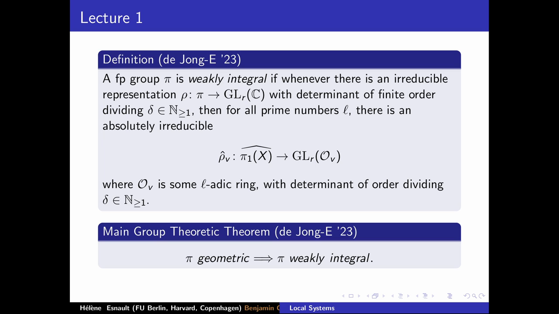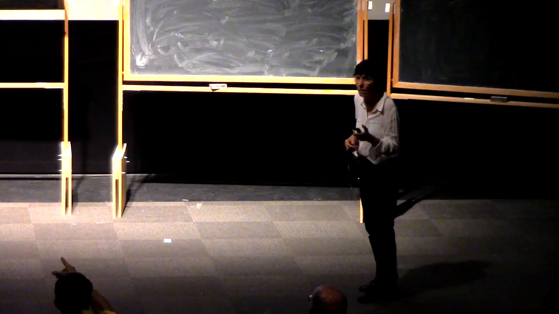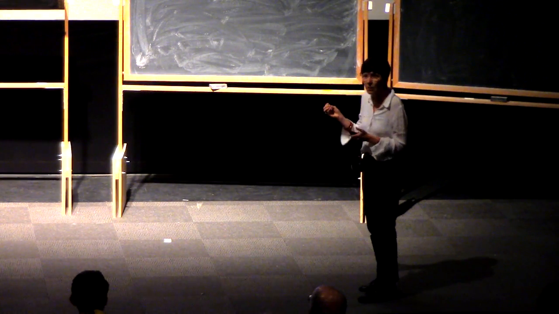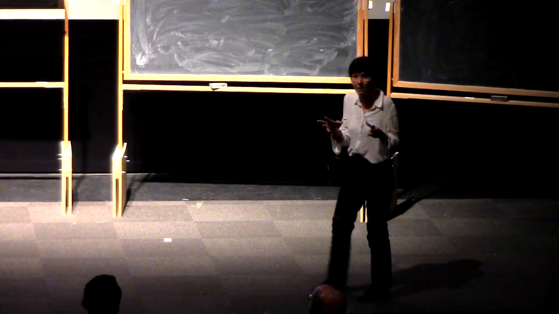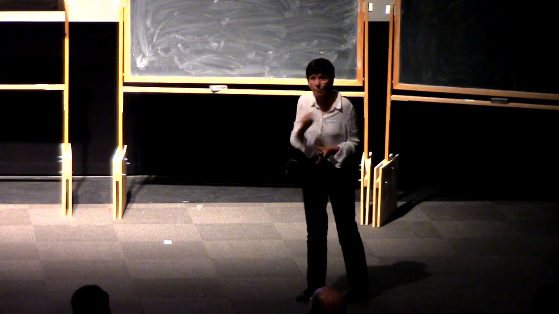And the main theorem for today is the following one, and it uses really extremely deep tools. I'm going to mention them immediately, but let me formulate it. If pi is geometric, in the sense we introduced earlier, that means it is the fundamental group of some smooth quasi-projective variety over C, then it is necessarily weakly integral. You have a question? Was it pi hat? Because what is x? There is no x. Yeah. So if pi is geometric, that means it is a topological fundamental group of some smooth quasi-projective complex manifold, then this pi is weakly integral.